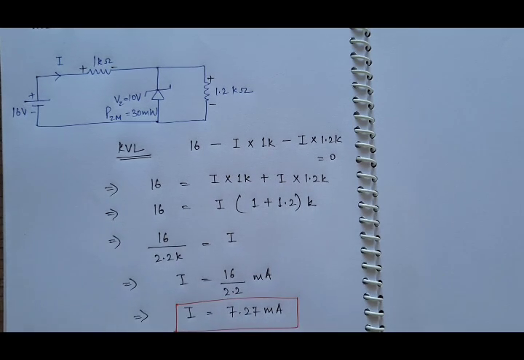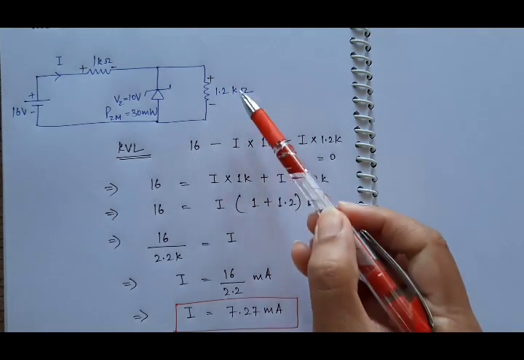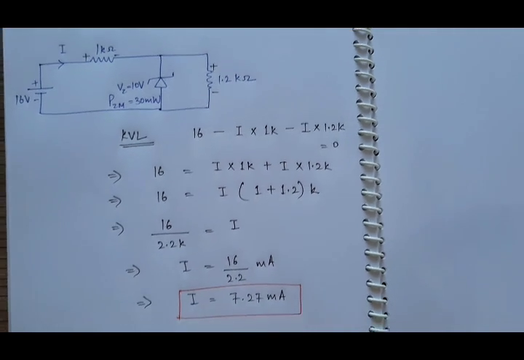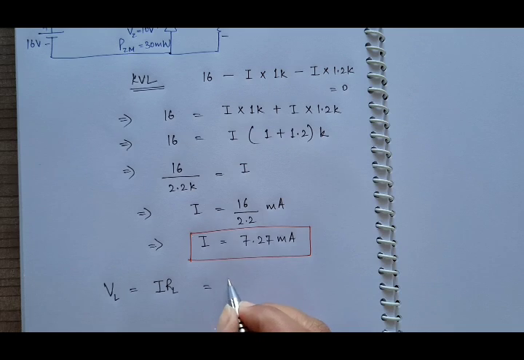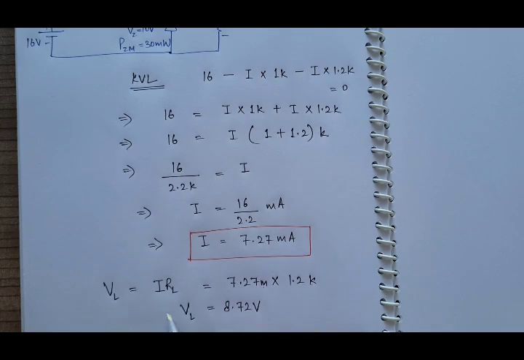So now we have the current which will flow through this load resistance 1.2 kilo ohm. What will be the voltage drop across this 1.2 kilo ohm? That will give us VL. VL is the voltage drop across RL. It will be equal to current flowing through this, which is I, into RL. I is 7.27 milli, RL is 1.2K. Milli is 10 raised to power minus 3, K is 10 raised to power plus 3, they will cancel out. So we have load voltage equal to 8.72 volts.